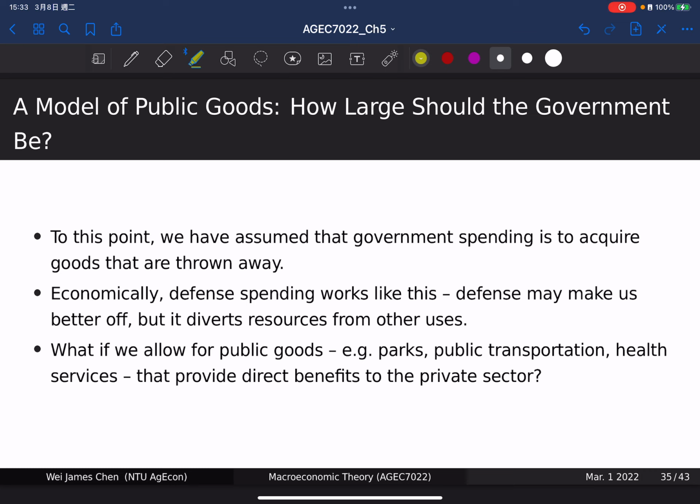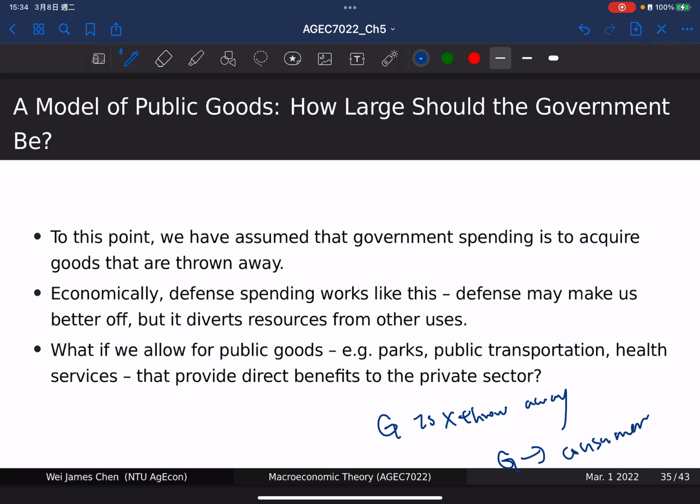But there are public goods that really benefit us. For example, government also builds parks, or public transportation, or health services. Like we have the national health insurance, right? That's also government spending. And those provide direct benefit to the private sector. In other words, the G is not something that's thrown away. G is going to benefit those consumers.